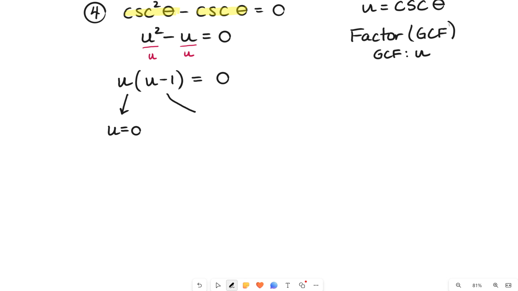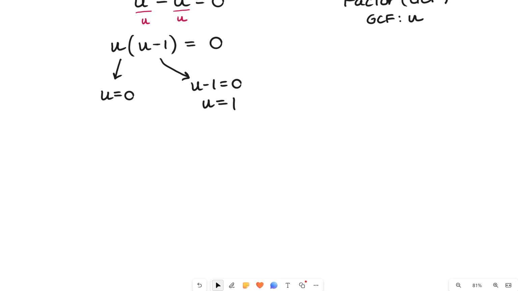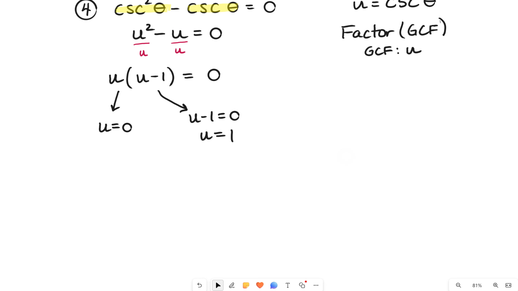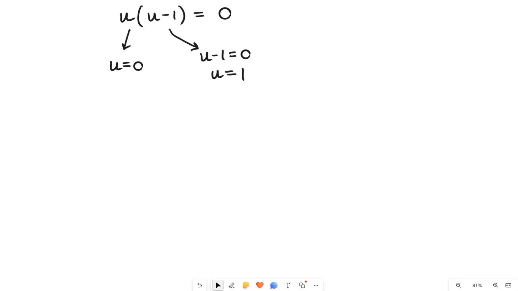U needs to be set equal to 0, and u minus 1 needs to be set equal to 0. I don't have to solve the first one, and in the second one, u needs to be isolated by adding 1 to both sides. Once you have reached u, you need to resubstitute back into your trig function value. You assigned u to be cosecant theta, so revert back to trig. Cosecant theta equals 0, and cosecant theta equals 1.